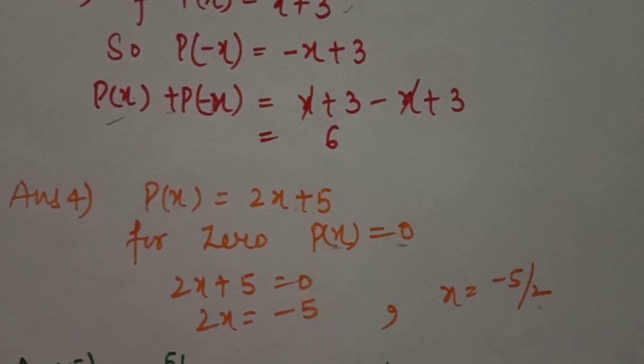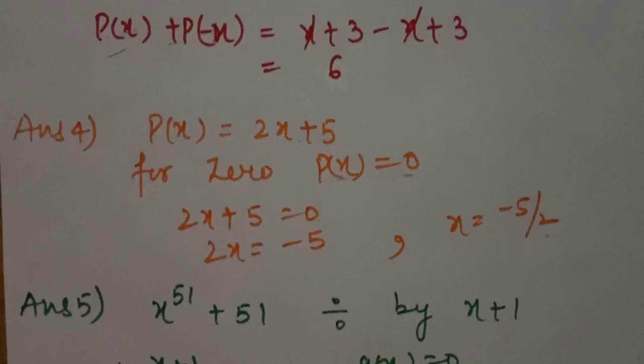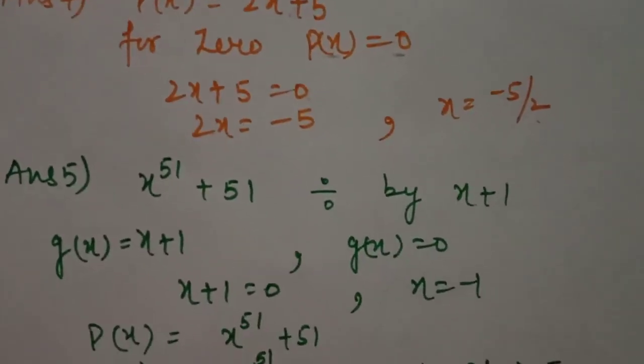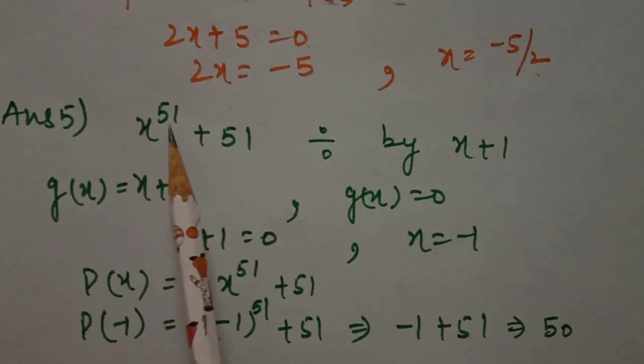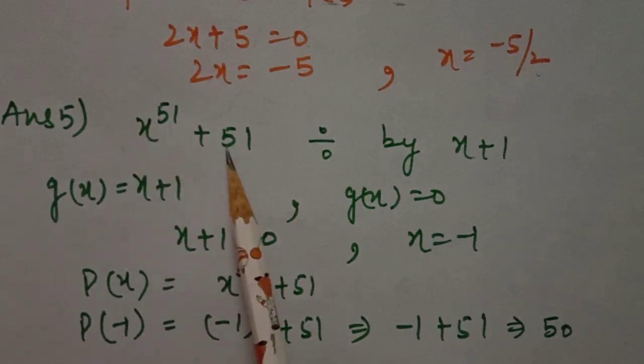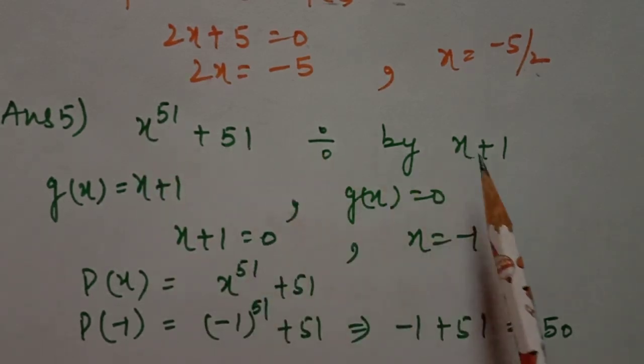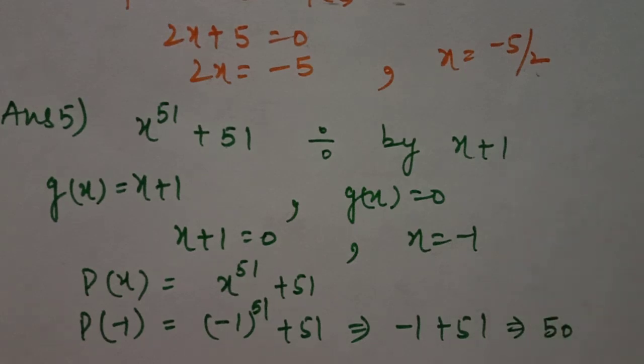So students, the next question was question number 5. Question number 5, if x raised to the power 51 plus 51 is divided by x plus 1, then the remainder is. It means we have to find the remainder of this question.